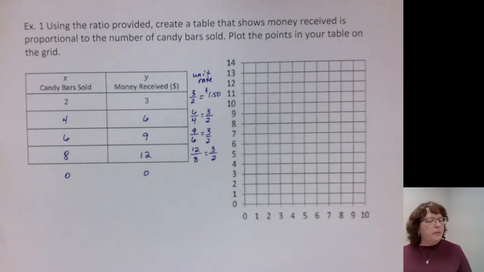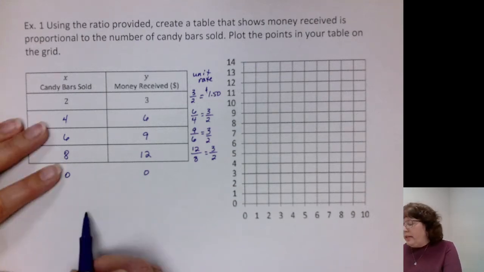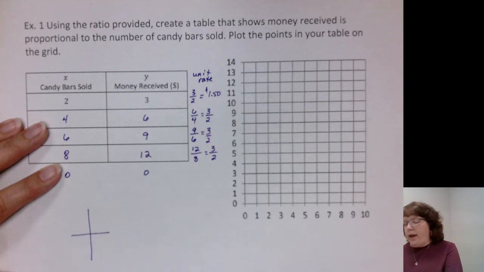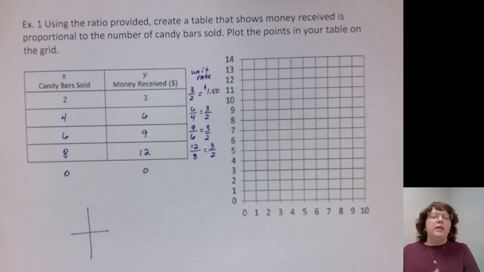All right, let me ask you one more question. Why do you think that this particular graph only shows the first quadrant? Remember, there's 4 quadrants in an actual graph, but this one only shows us the first quadrant. Why do you think that's the case?